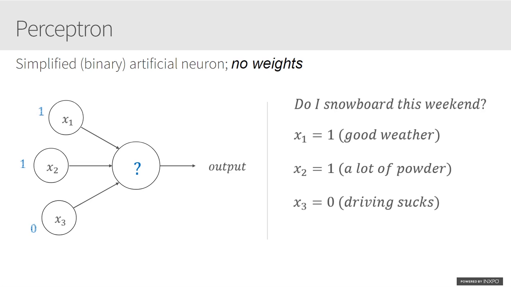Let's start again with no weights. So it's good weather, there's a lot of powder, and I don't really care about driving. In this case, it's relatively straightforward because there's no weights involved. I'm going to arbitrarily declare a threshold of 1. Because the summation without any weights is 2, the output is 1. That's it, just a summation of those. By the way, this says WJ. I should have said XJ, my apologies for that. But basically, it's just the summation of those inputs.